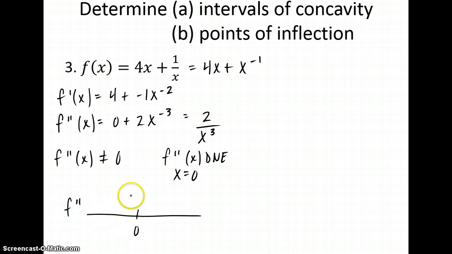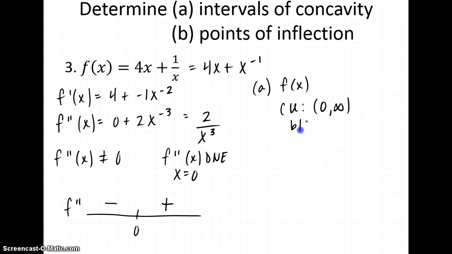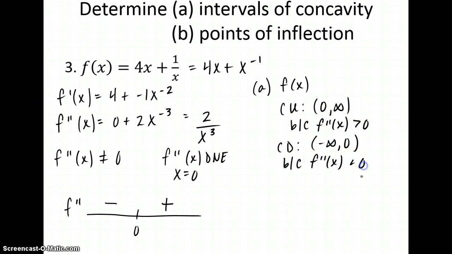Okay, if I plug a negative value into the second derivative, I get a negative answer. If I plug a positive value into the second derivative, I get a positive value. So my function is concave up from 0 to infinity because the second derivative is positive. My function is concave down from negative infinity to 0 because the second derivative is negative. So a possible point of inflection would occur at 0.